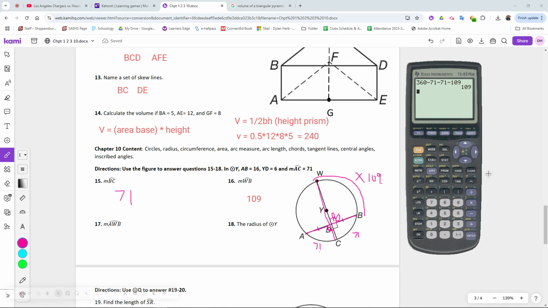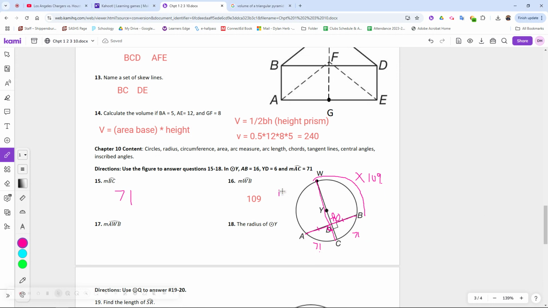I was going to say, if that works out right, this should also be the same. So this should be 109. So AWB is 109 plus 109. So this is actually 218. And then 18 says find the radius of Y.